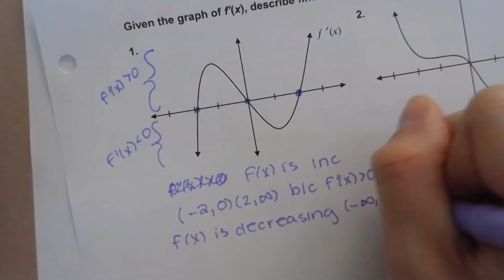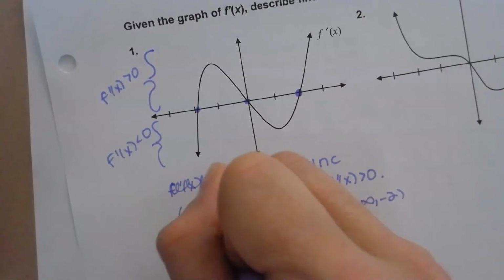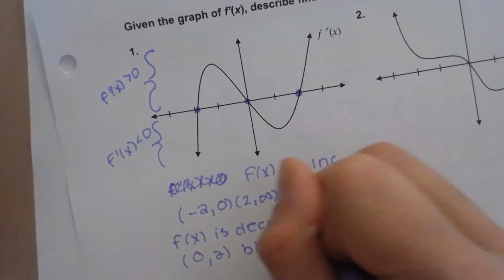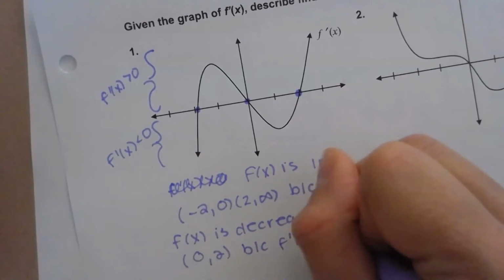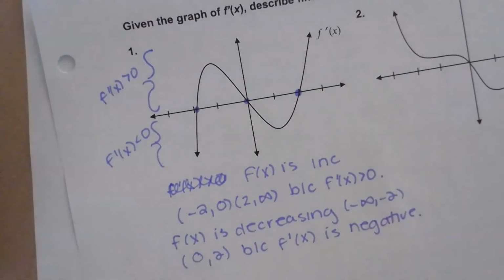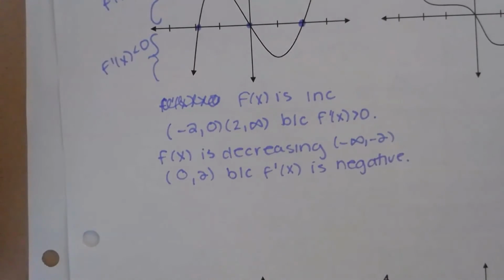f of x is decreasing negative infinity to negative 2 and 0 to 2 because f prime of x is negative. Does that make you happier? Yes, because I know me, and I know when I get to the test, I'm going to switch the signs around for something.